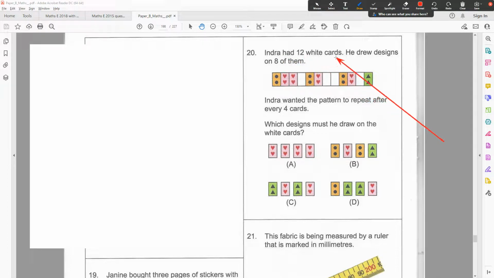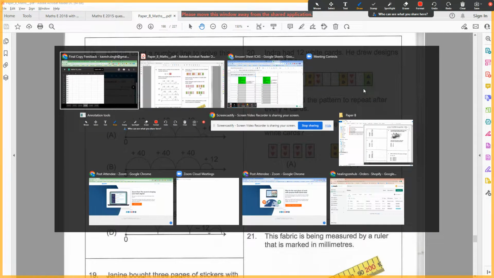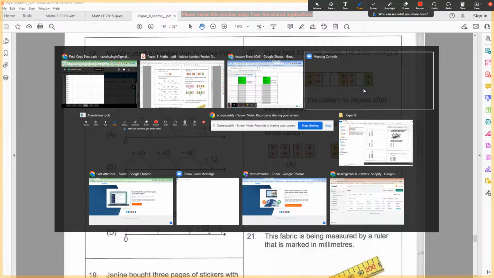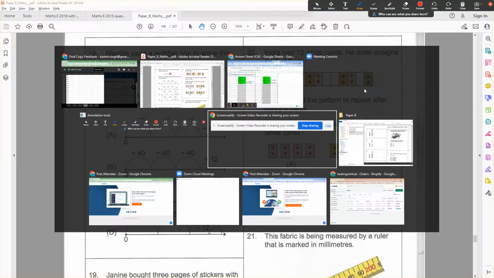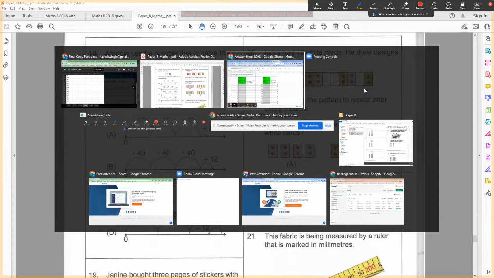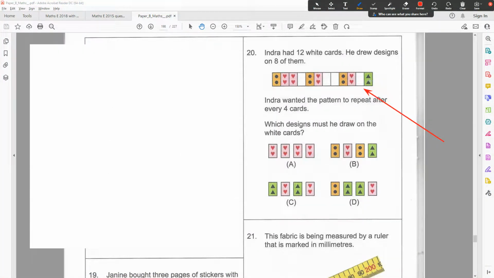Indra has 12 white cards. Okay, so Indra's got 12 white cards. There we go. 1, 2, 3, 4, 5, 6, 7, 8, 9, 10, 11, 12. He drew designs on 8 of them. There's the designs. 1, 2, 3, 4, 5, 6, 7, 8. He drew designs on 8 of them, and the others are going to be. So, how many of them did he not have a design on? On 4, right? So, he didn't have a design on 4 of them. So, there's 4 white cards that are just plain white now.